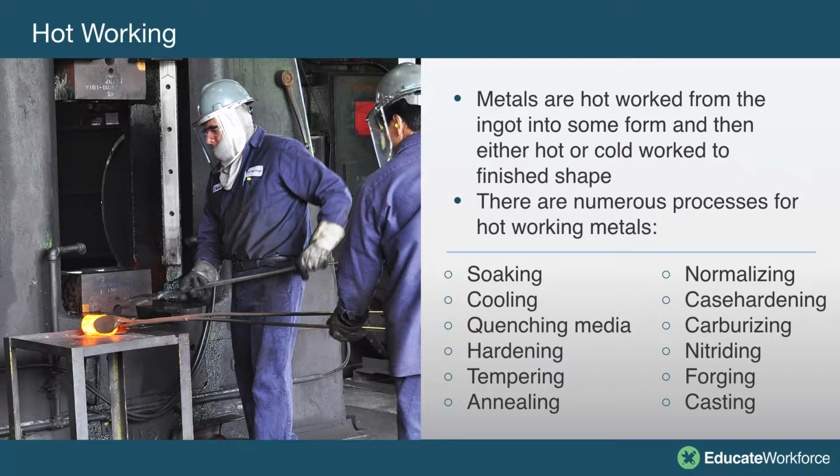And then the last two are forging and casting. Forging is actually what you see here in the picture, kind of like the blacksmith forging a horseshoe. And the last one is casting, where we actually take the liquid metal and pour it into a mold, like you would ceramics into a ceramic mold.